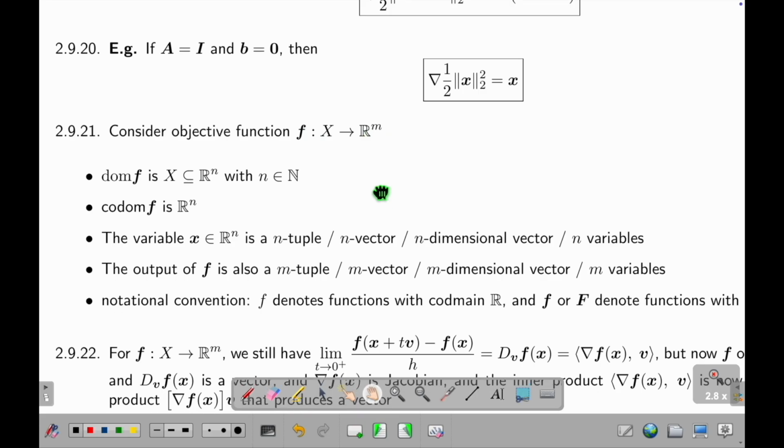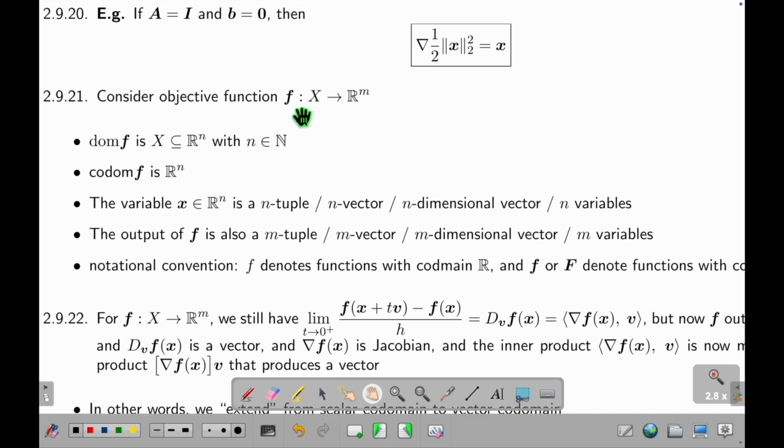Now let's go to a more complicated one. The domain is still Rn, but now the range is Rm. What's Rm? So now this is what? Input is a vector. Output is also a vector.